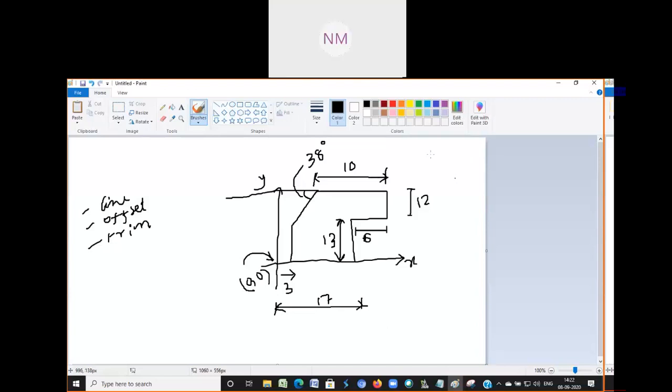I can see the pen now, sir. Yes, sir. Okay, so I can see the diagram. You can see the diagram. Okay, so this is the diagram. I have given a screenshot of the diagram in the WhatsApp group.